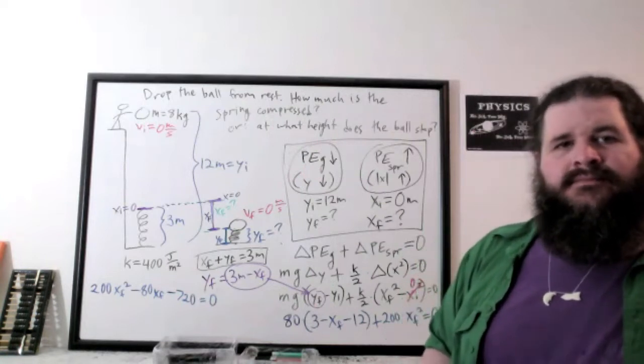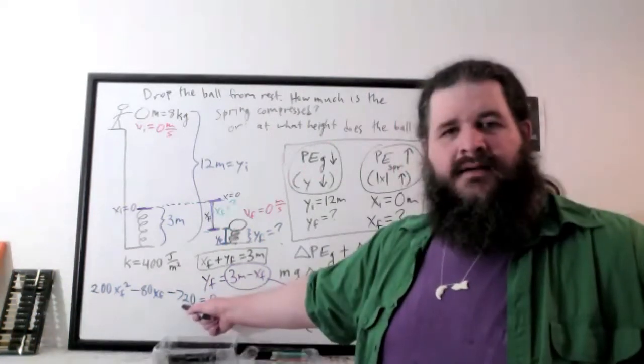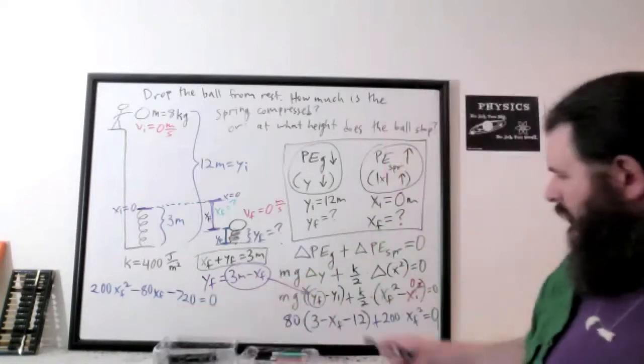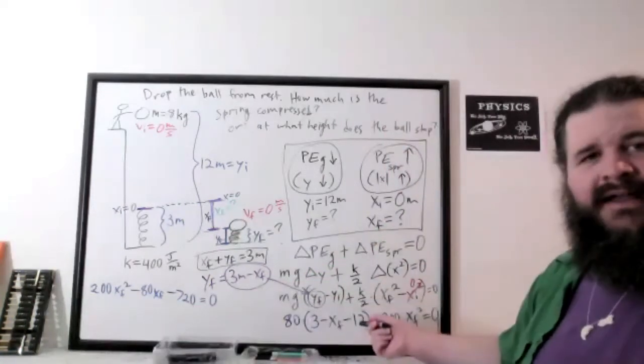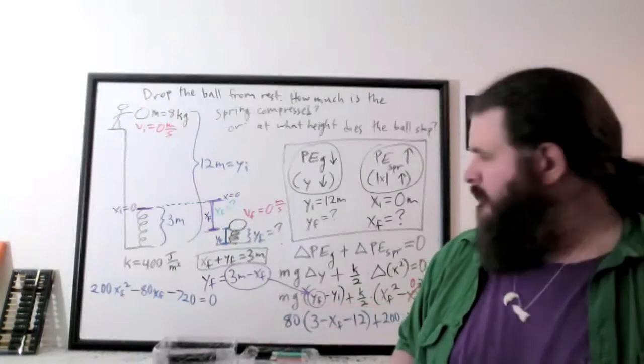Can you just repeat the last value in the equation? The negative 720? Yeah. From combining 3 minus 12 to get negative 9, then multiplying that by 80 to get negative 720.